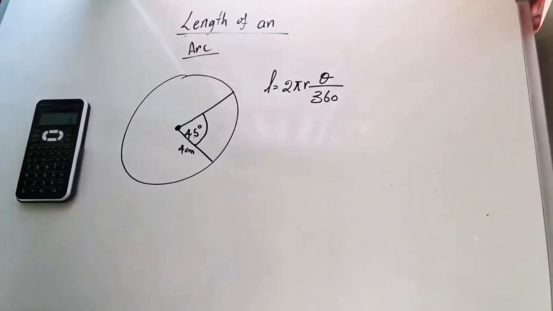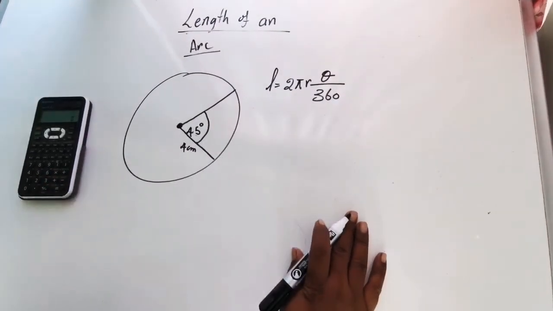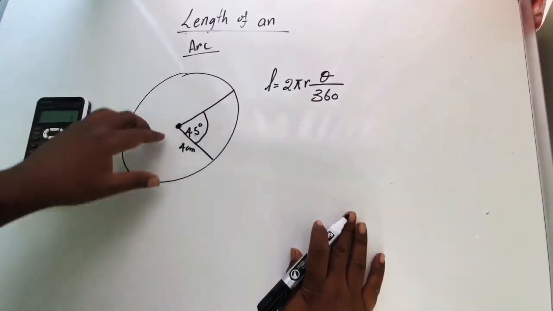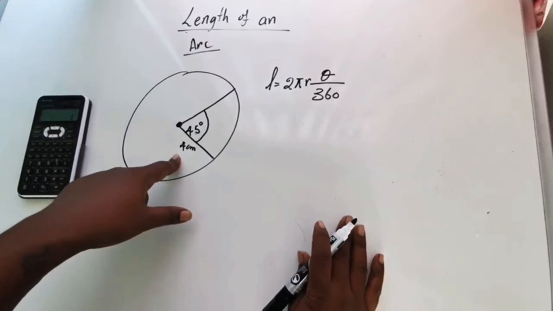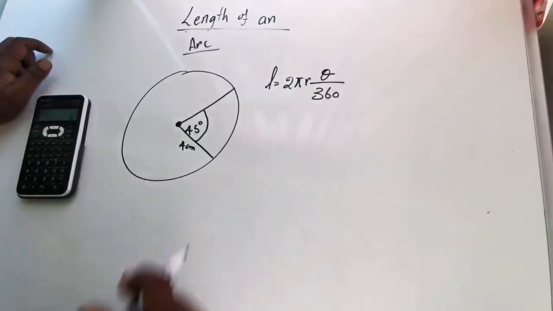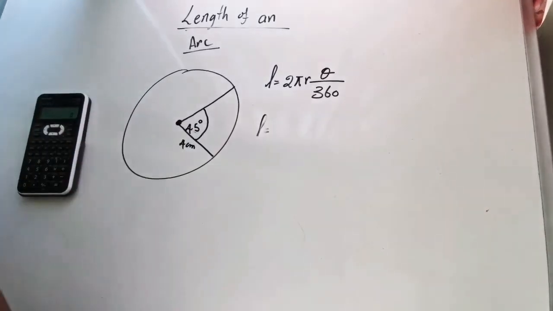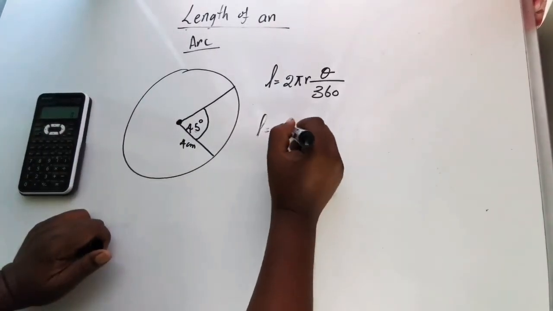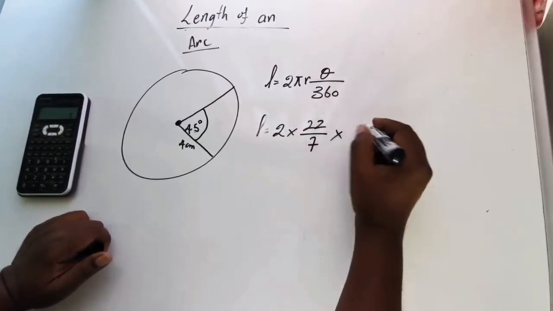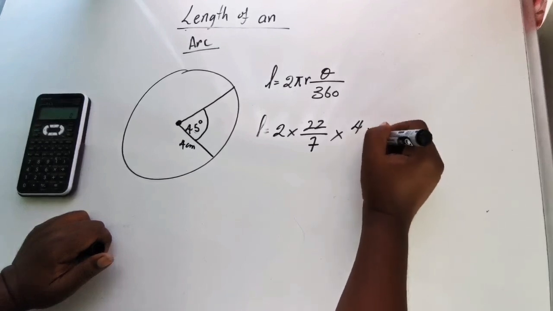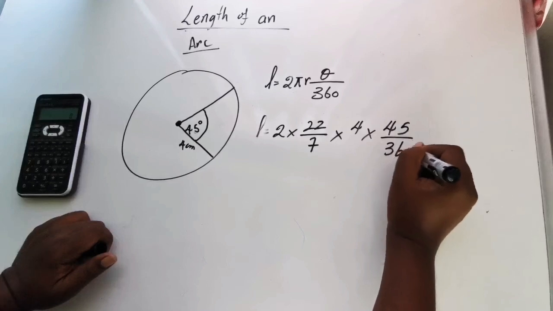The length of an arc. So the formula is L equals 2 pi r theta over 360. Looking at our circle, theta would be the angle, which is 45 degrees, and r would be the radius, which is 4 cm. So let's substitute into our formula. We have L equals 2 multiplied by pi, which is 22 over 7, multiplied by r, which is 4, multiplied by theta over 360, which is 45 over 360.